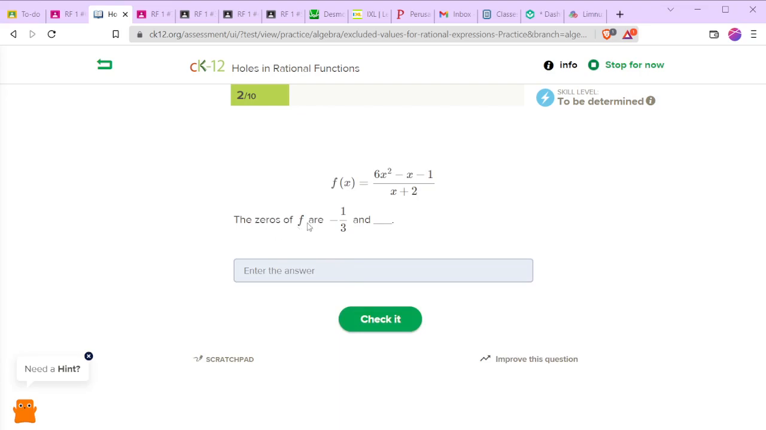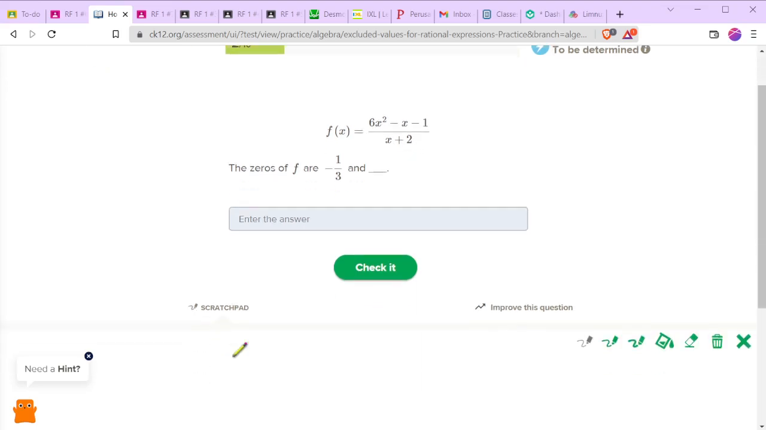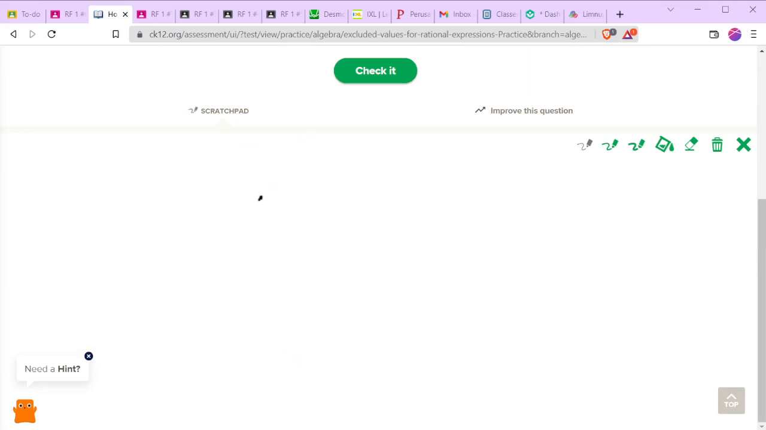Now here, the zeros of f. So what values will make our y values 0? The x plus 2 will not cancel with anything. It cannot be a factor of our numerator. If it was, our constant would be a multiple of 2. So all we have to do is figure out how to factor our numerator and see what our zeros are. We could graph it. I will show the factoring.